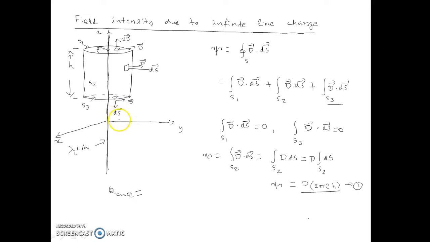The charge enclosed within this closed surface, we have to consider only the charge which is present within this closed surface. Since here the linear charge density is lambda L coulomb per meter along the entire z axis, and the height of the cylinder is h, we have to consider only the amount of charge which is present within the surface, that is this portion h. So this charge is given by lambda L into h.